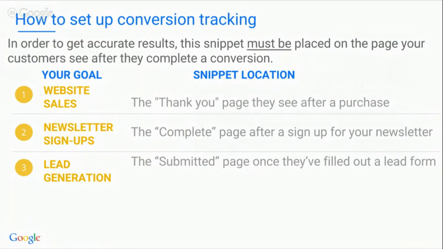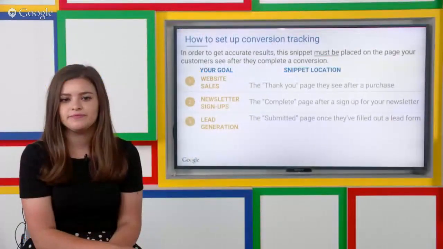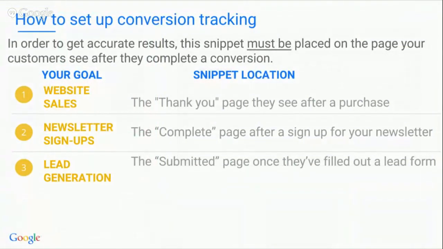Next is newsletter signups. If that's the conversion you want to track, then you'll place your code snippet on the thank you for submitting page or your submission is complete page, whatever marks the end of the conversion. And then similarly, lead generation: if you have a submitted page or thank you for contacting us, we'll reach out to you shortly, it will be that page. So you want to place the code wherever the user ends up right when they complete the conversion.